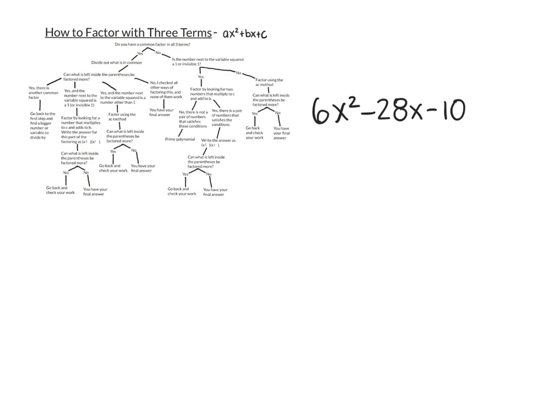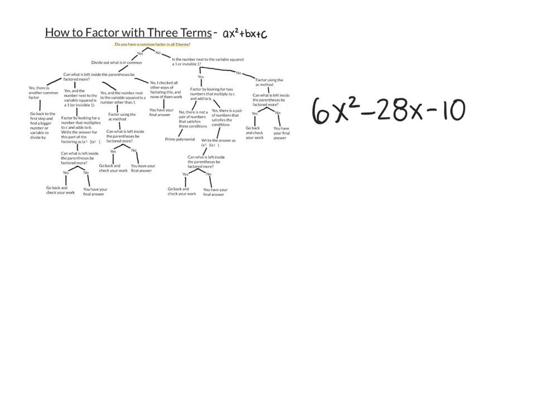Next up, this will be our last example of a trinomial using this chart here. So last up, we have 6x squared minus 28x minus 10. We always start the same. Do you have a common factor in all three terms?